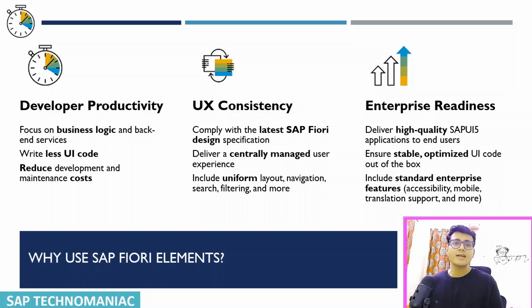Next thing is the enterprise readiness. What I mean by enterprise readiness is that a lot of things you have to do to make your application enterprise ready. Your application should be translatable. There should be a proper authorization mechanism. It should support different devices: tablet, mobile, and TVs. So if you create your application using Fiori elements, it will automatically be enterprise ready.